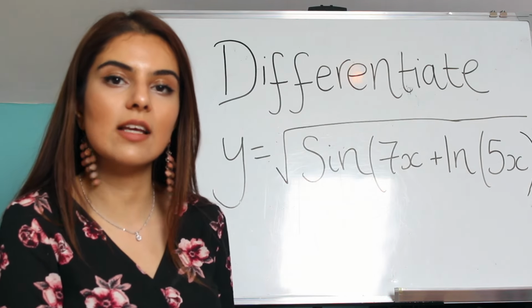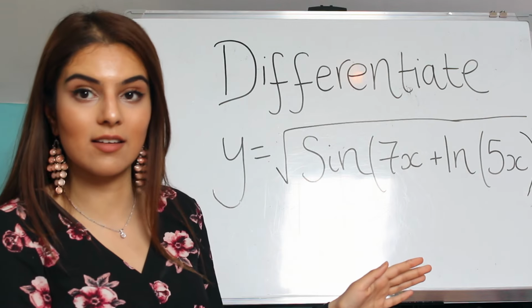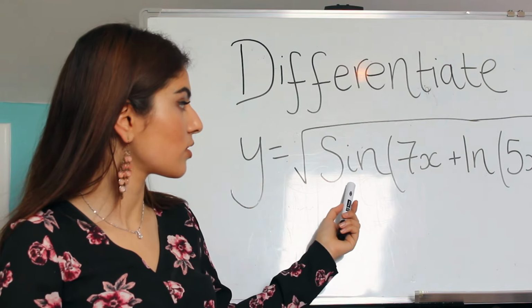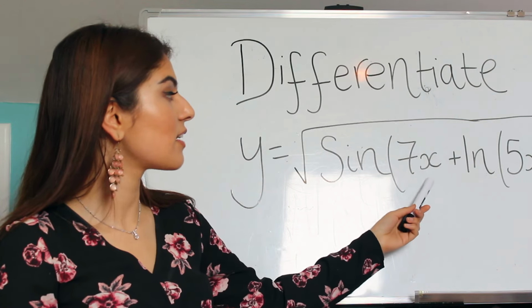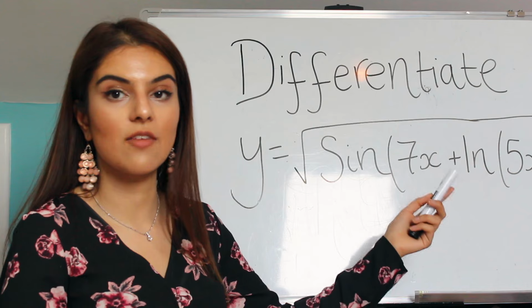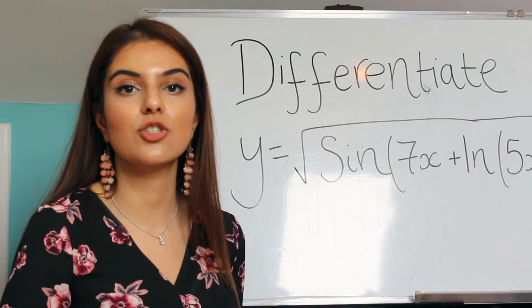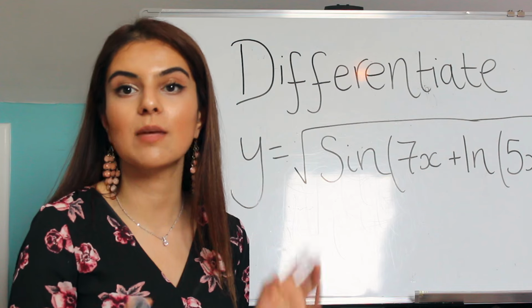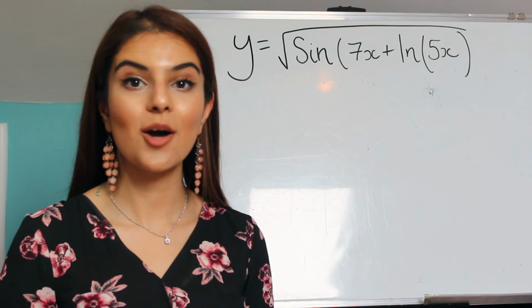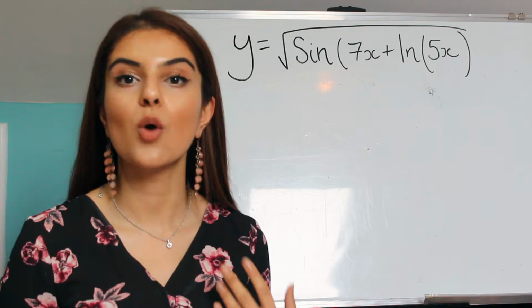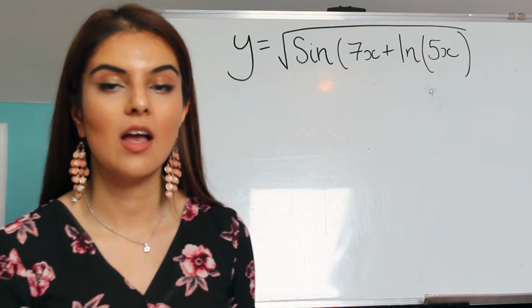So let's just look at the layers from the outside in. The first layer would be the square root, then the sine function, then the 7x plus logarithm, and then last of all the 5x. So we need to differentiate four different terms, remembering each time to keep the inside part the same. Now let's differentiate the outermost layer, which is the square root.